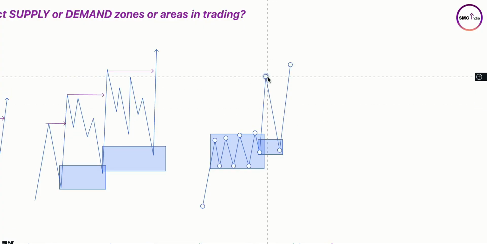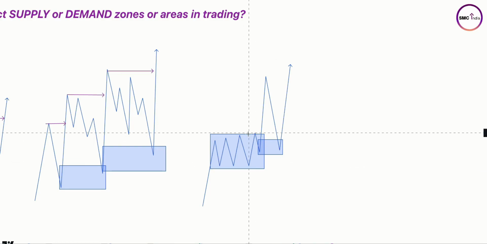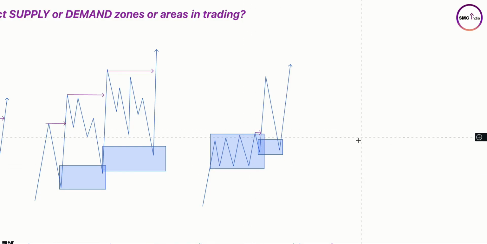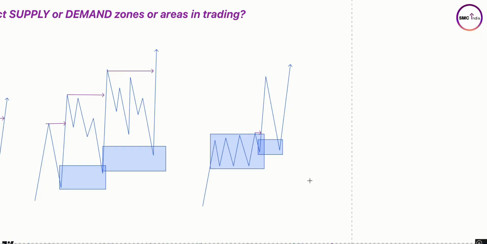valid because it creates simultaneous breakout structure to the upside. There is breakout structure here. There is breakout structure here.